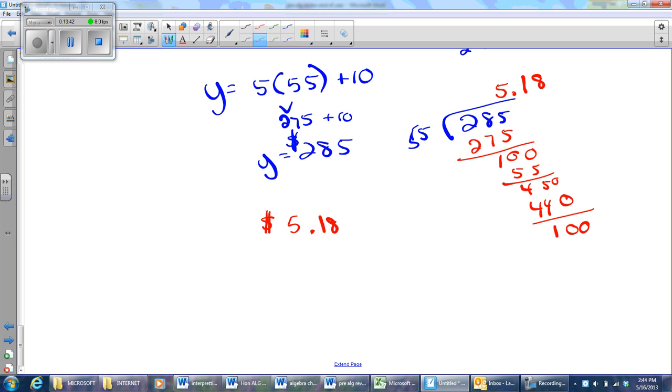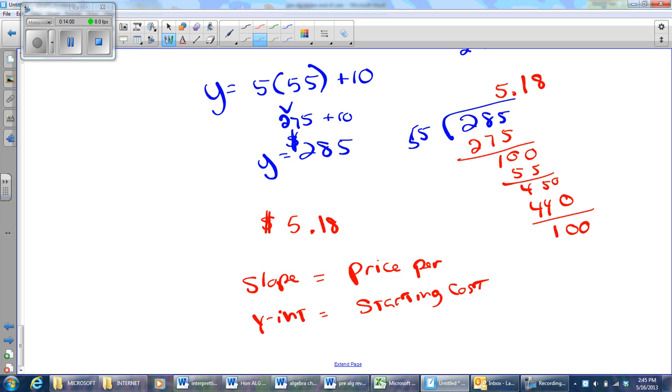Remember that the slope is the same as the price per, and the y-intercept is the same as the starting cost or starting profit.